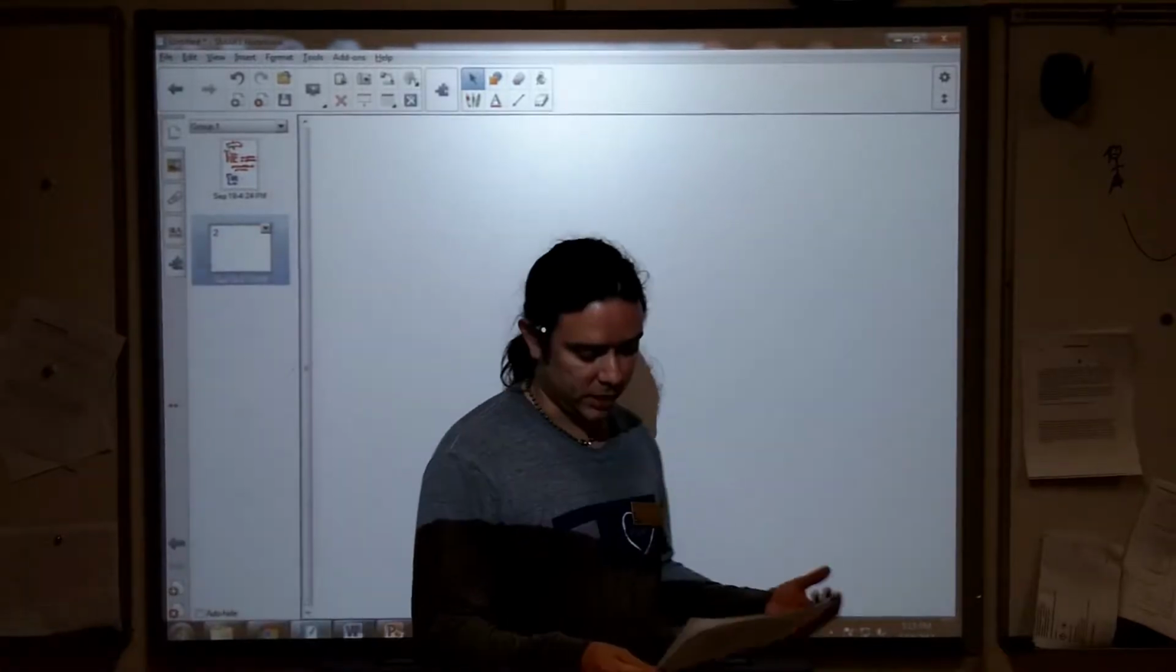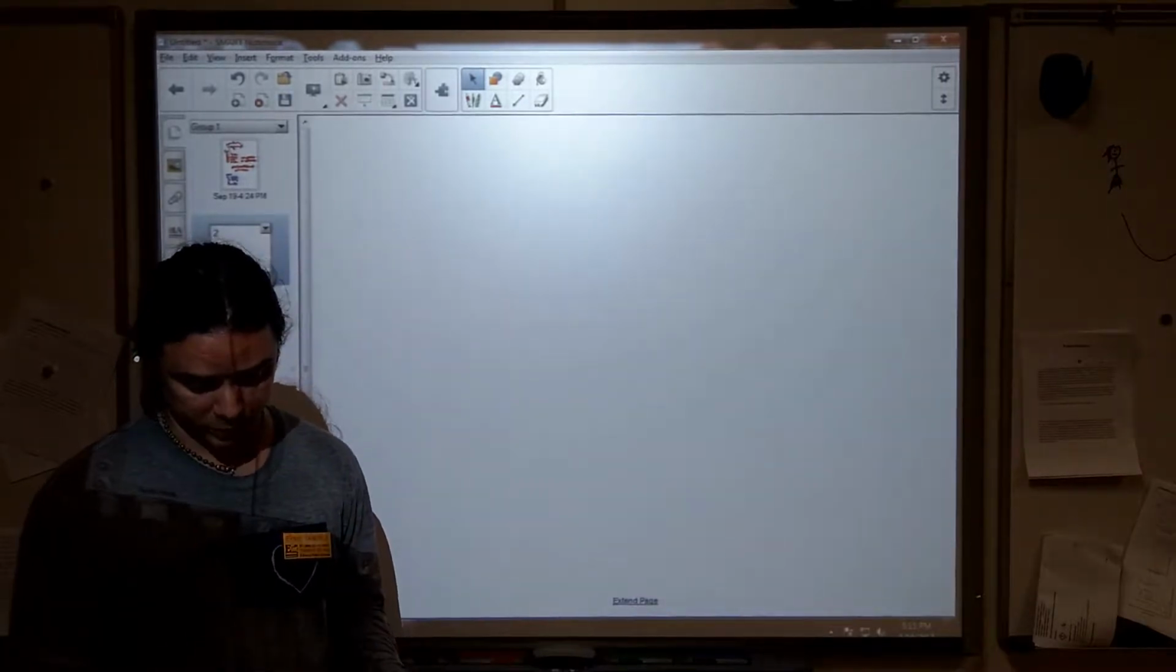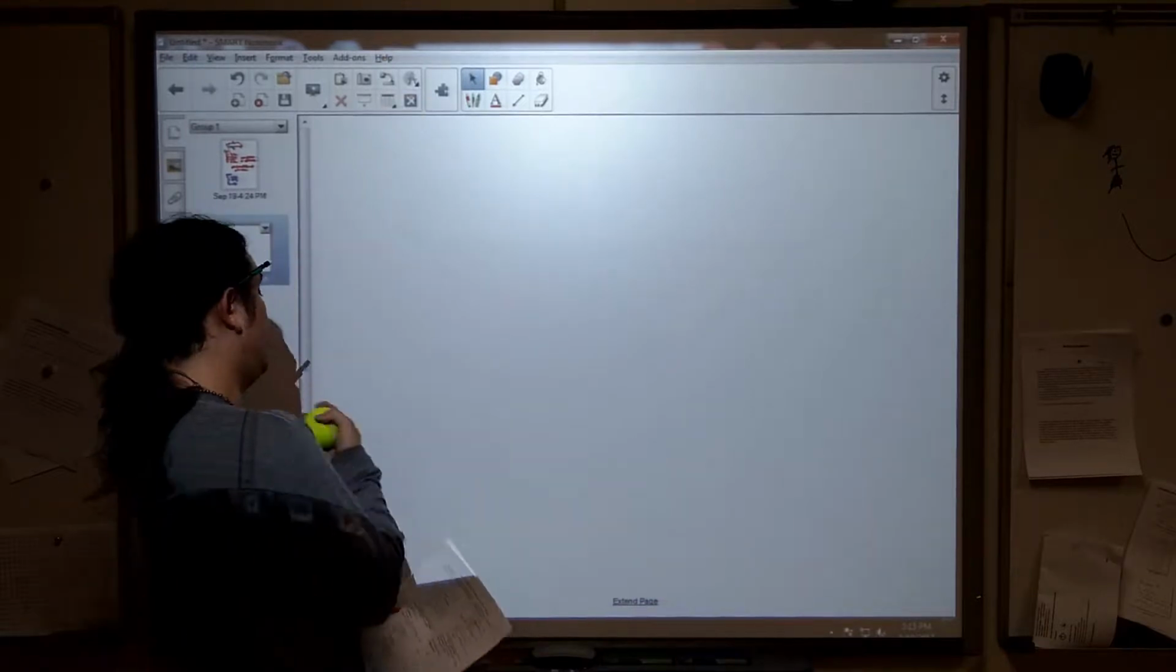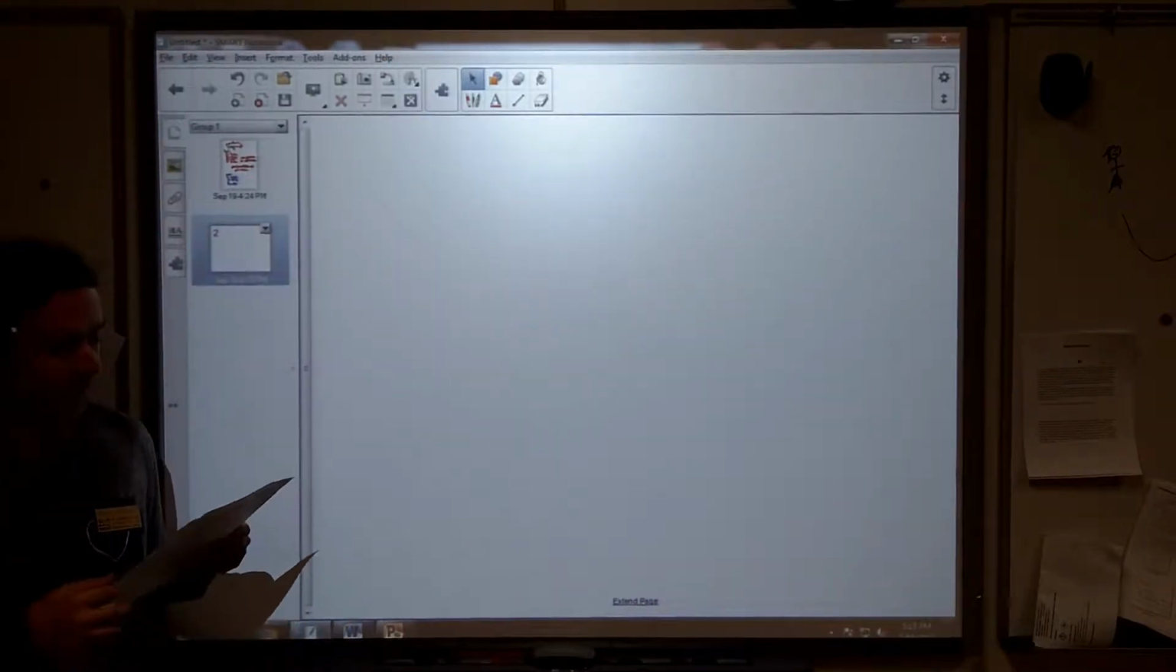All right, so taking a look at another one. Okay, this one basically starts off that a ball is thrown upward. A ball is thrown upward. What is the maximum height?